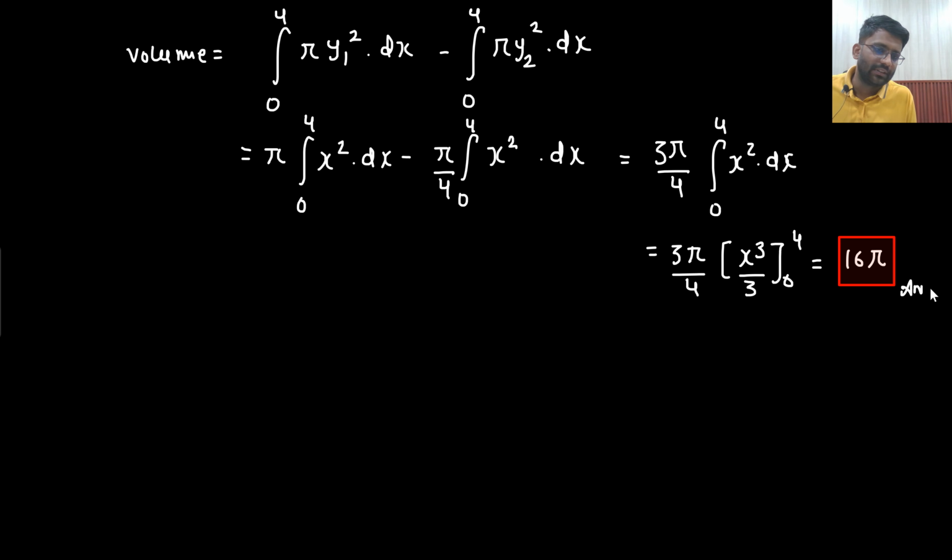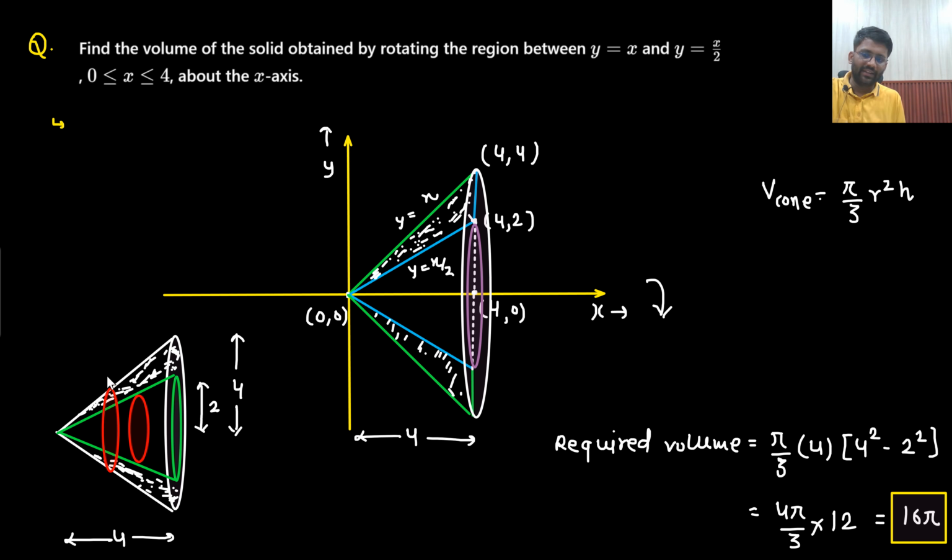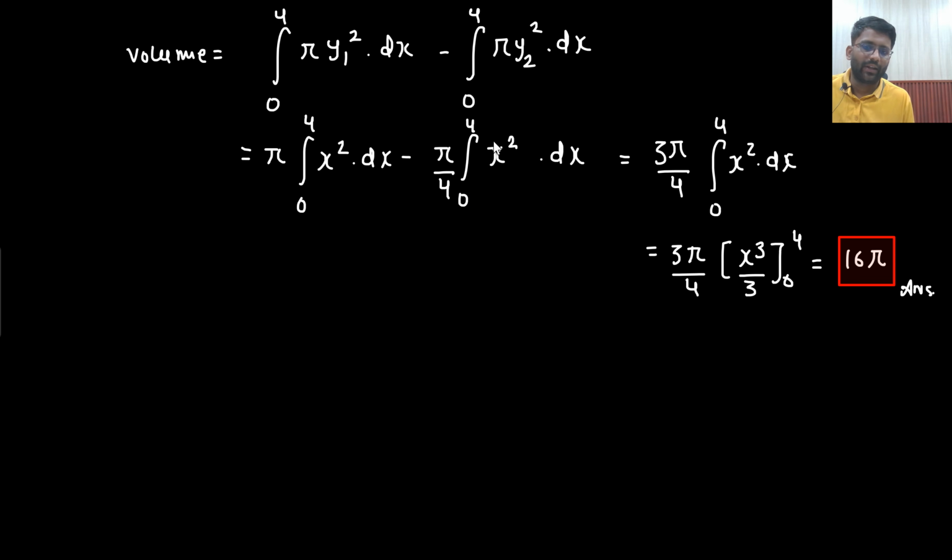There you go. So this is how you can do it with the method as well. First I will take the larger volume, then I will take the smaller volume. For the larger volume, the value of y I am taking as y1, and for the smaller one as y2. So y2 is x by 2, and y1 is x only. So it would become x square by 4. So this is how I can solve it. 16 pi is the answer here also.